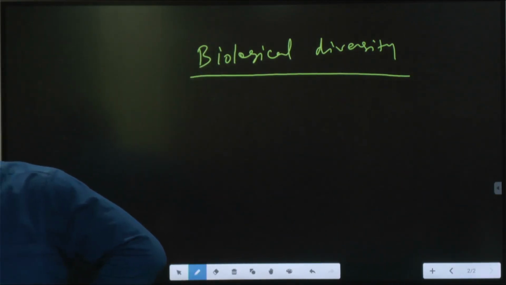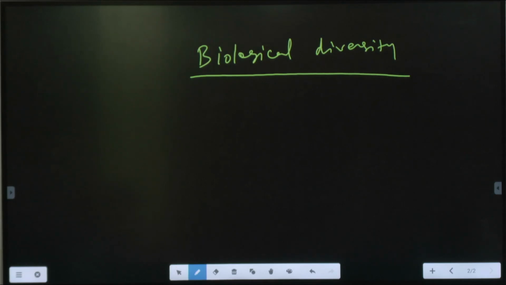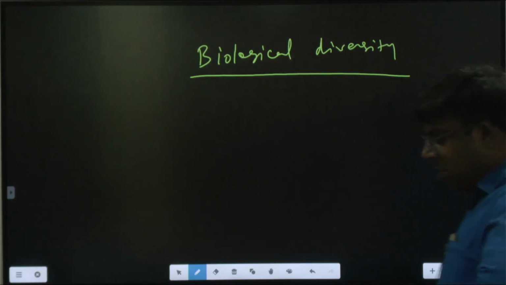Second one is species diversity. It means diversity in species structure of a given ecosystem or any location.